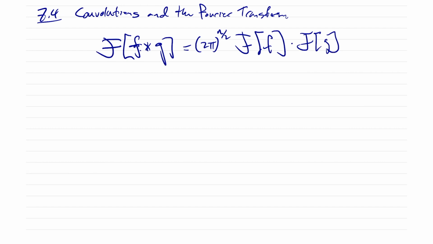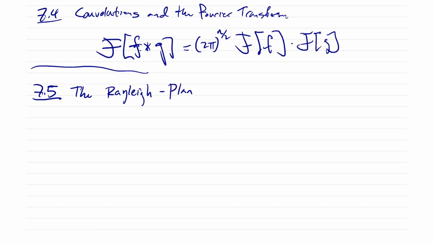Then we get into a little bit more interesting results when we talk about his section 7.5. This is something we haven't actually done yet, and this is called the Rayleigh-Plancherel theorem. Basically, we're going to let f be a square integrable function. Also, we're going to let f be an integrable function.